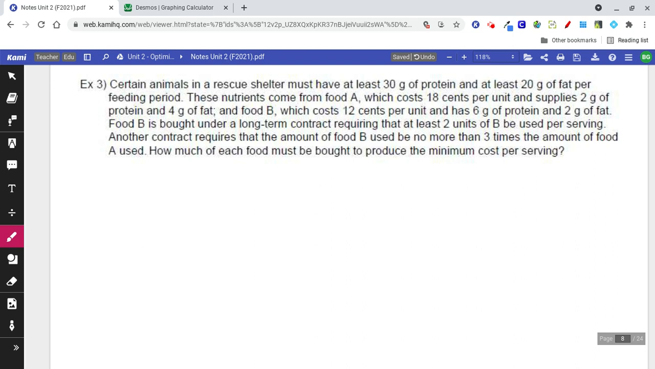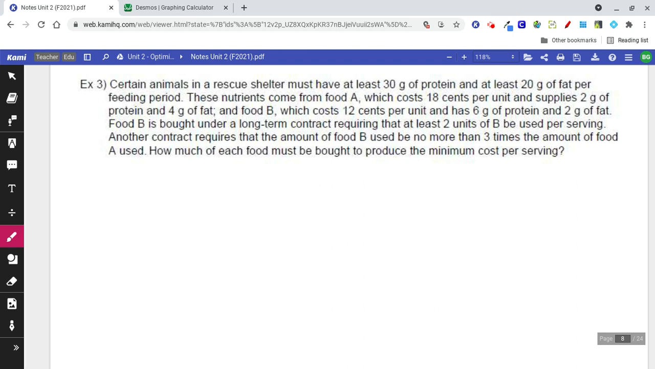Number 3, certain animals in a rescue shelter must have at least 30 grams of protein and at least 20 grams of fat per feeding period. These nutrients come from food A, which costs 18 cents per unit and supplies 2 grams of protein and 4 grams of fat, and food B, which costs 12 cents per unit and has 6 grams of protein and 2 grams of fat. Food B is bought under a long-term contract requiring at least 2 units of B be used per serving. Another contract requires the amount of food B used be no more than 3 times the amount of food A. How much of each food must be bought to produce the minimum cost per serving?